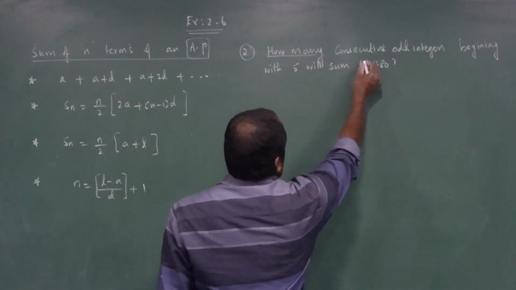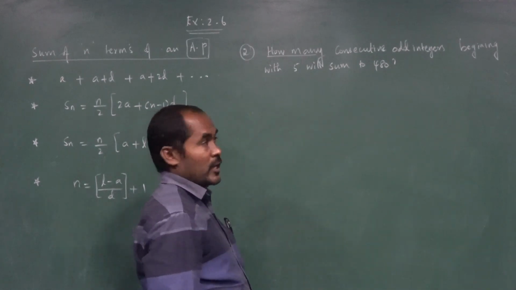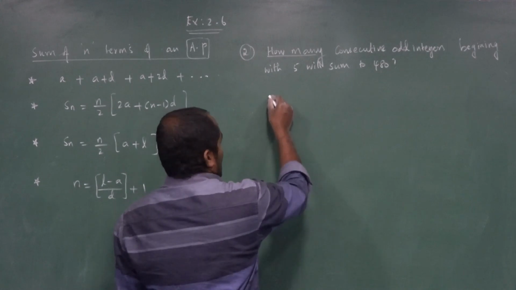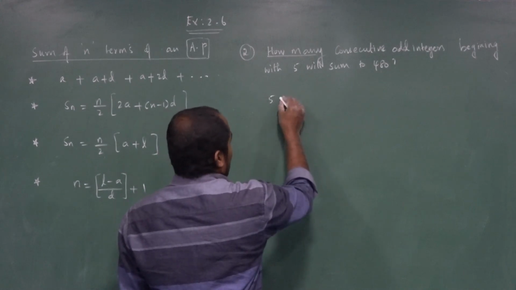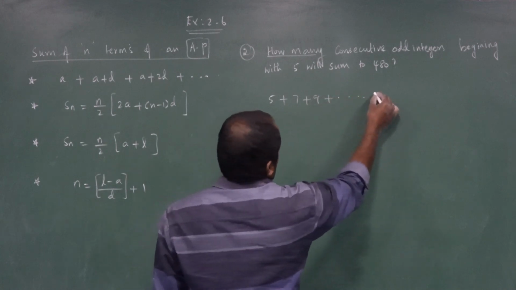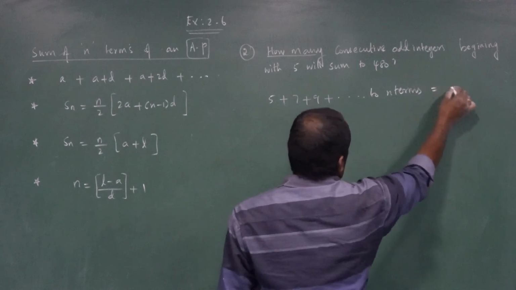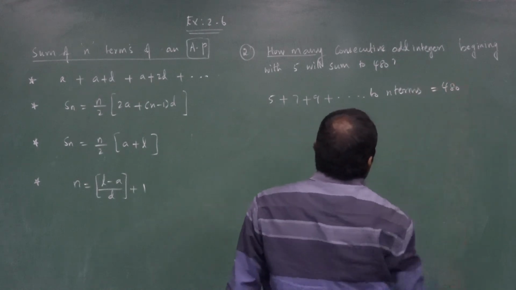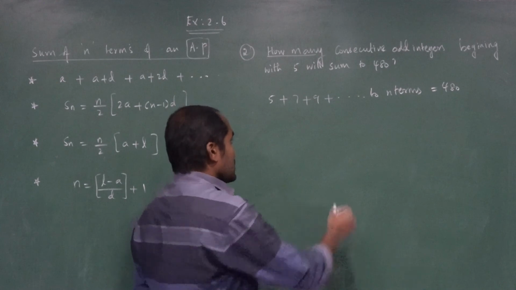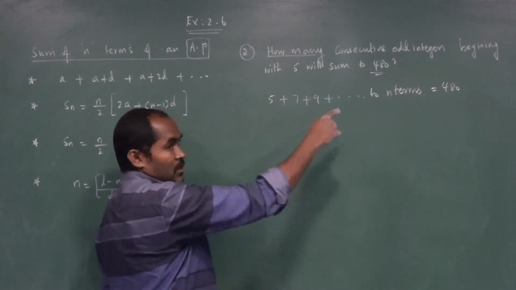Next, exercise 2.6, second sum. How many consecutive odd integers beginning with 5 will sum to 480? That means 5 is the beginning odd number: 5 plus 7 plus 9 plus 11 etc., up to n terms. The sum we get is 480.